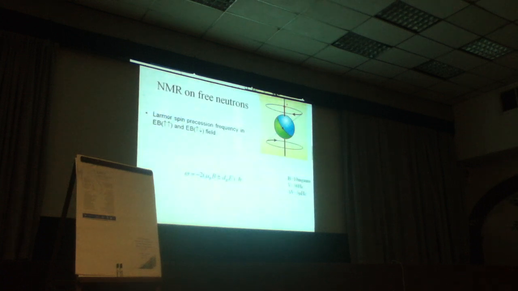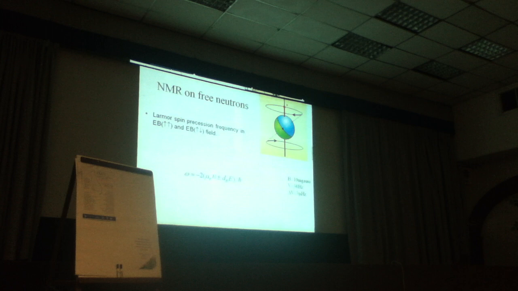Okay, the trick to use those free neutrons in the material bottle is just to perform a simple nuclear magnetic resonance experiment. So you tilt the spin of the neutron away from the holding magnetic field, and it's going to start to precess. Now, in order to access the electric dipole moment, you want to apply an electric field in addition to the magnetic field. By looking for the change of the Larmor precession frequency, you can put a limit on the size of the electric dipole moment. So this is the trick.